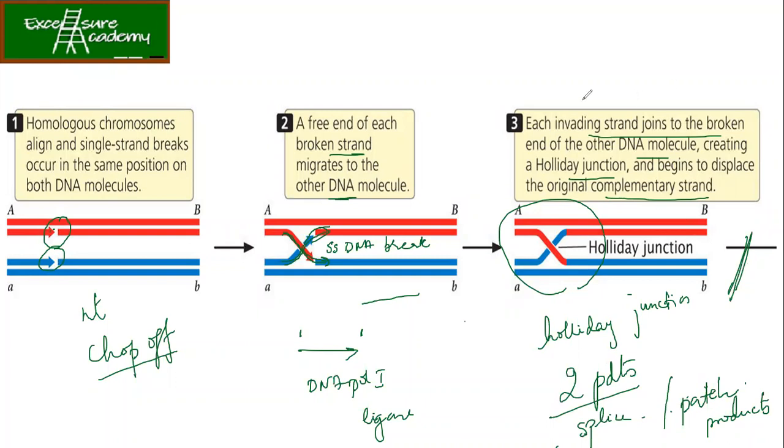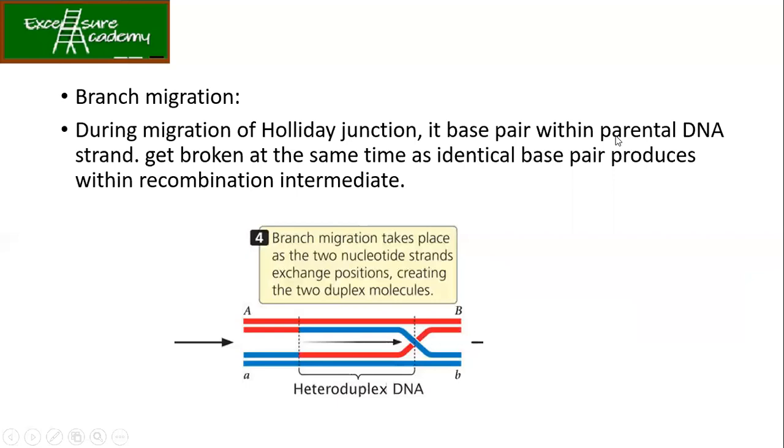Okay? Now, branch migration. So it doesn't stop there only. It is going to migrate. And now this is happening. This migration is only possible... See, what will happen here? Of course, it is going to break the hydrogen bonds between these, and it is going to form hydrogen bonds between these. Now, why is it possible? Because they are homologous chromosomes, and hence they are sharing complementary base pairs. Correct? Is this much clear? Why was the branch migration possible?